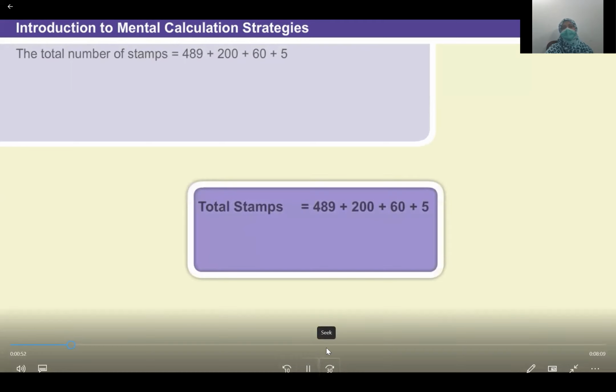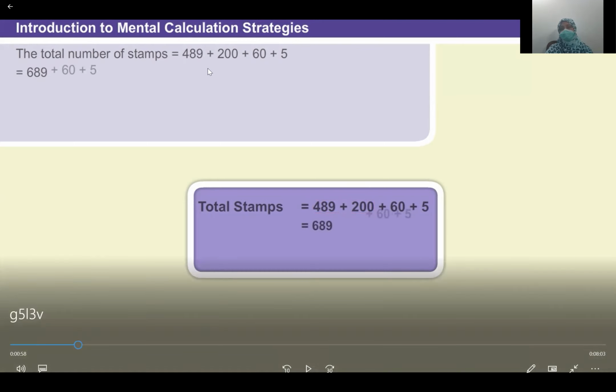So first you have to split the number. Then what is the next step? Add with 489 to get your answer. So first of all, you will be writing all the numbers together: 489 plus the split form, that is 200 plus 60 plus 5. The next step is to add part by part.